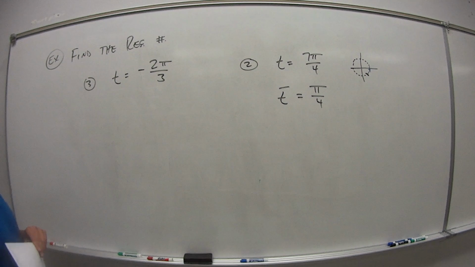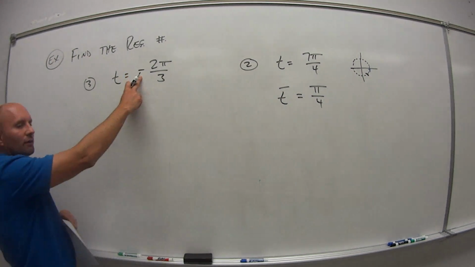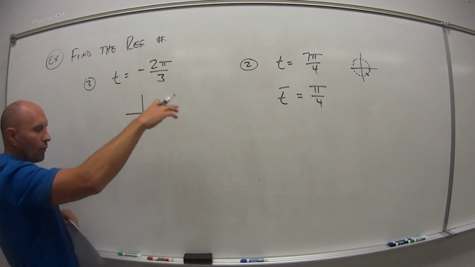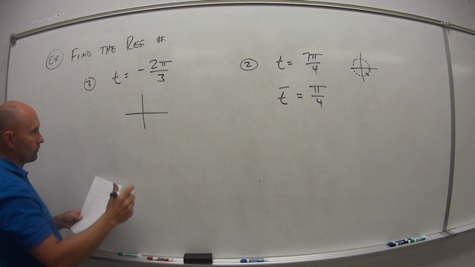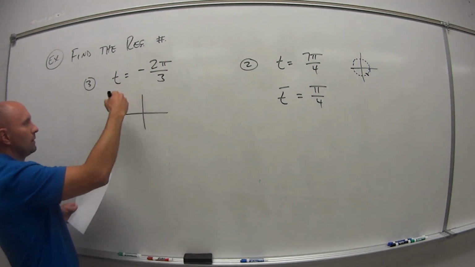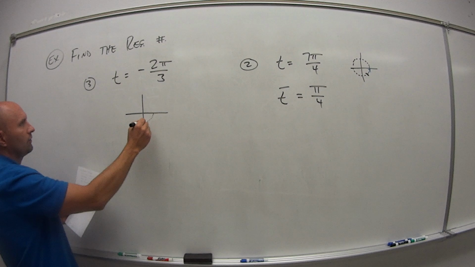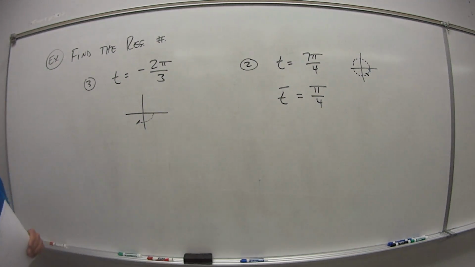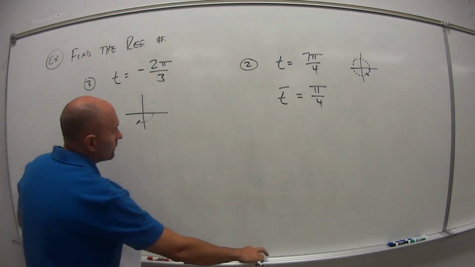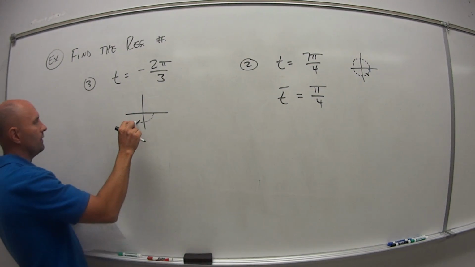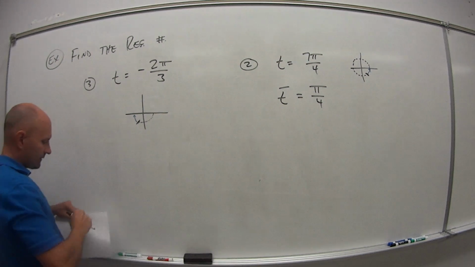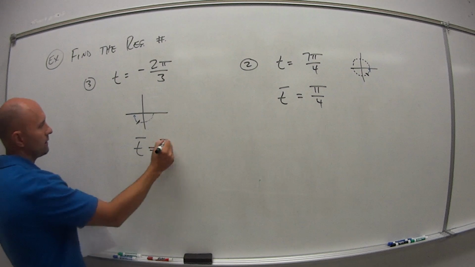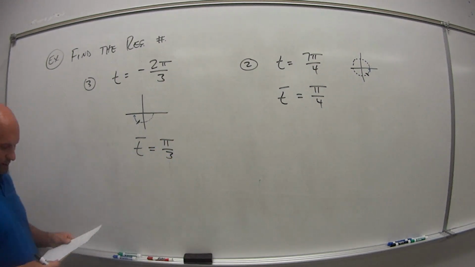Okay. So the first thing is this minus sign. So hopefully you caught that, and that tells us what? That tells us that we're going clockwise around the unit circle. So that means instead of going in the normal fashion, we come back this way, and 2 pi over 3 then would put us where? It'd put us over here in quadrant 3. So our reference number is this value here to get back to the x-axis. So in that case, our t bar would be pi over 3.